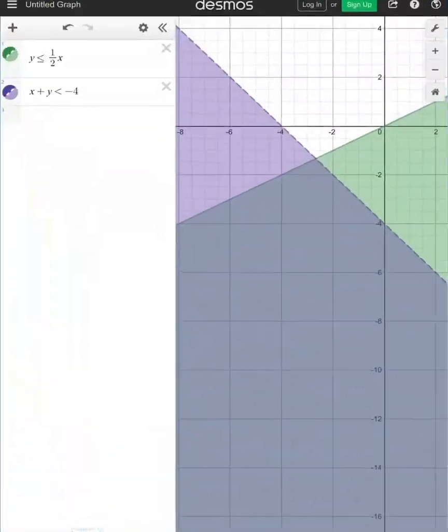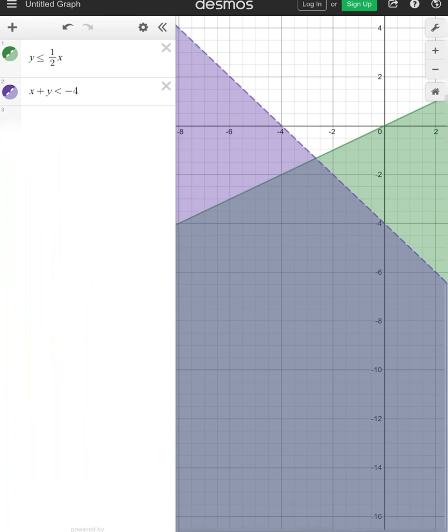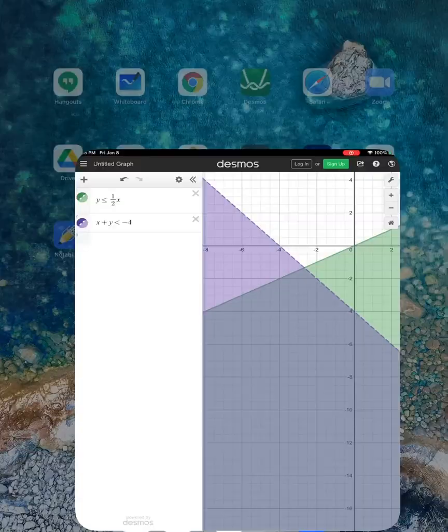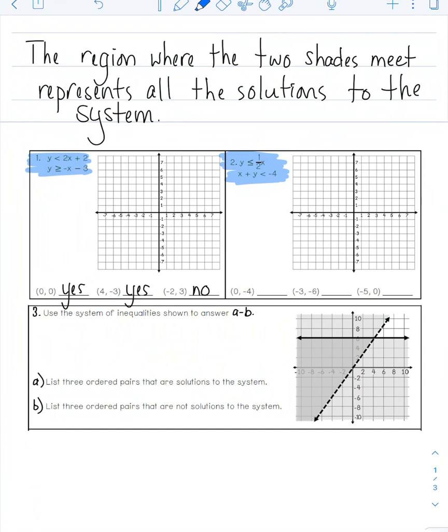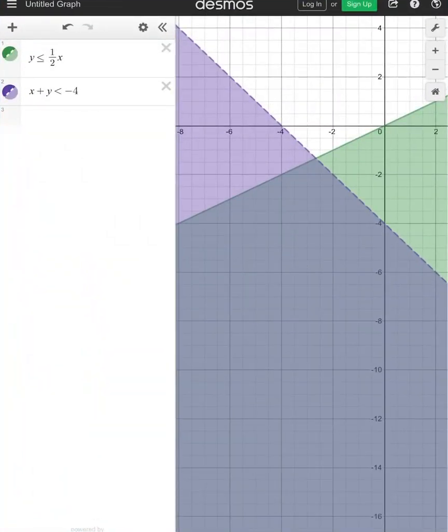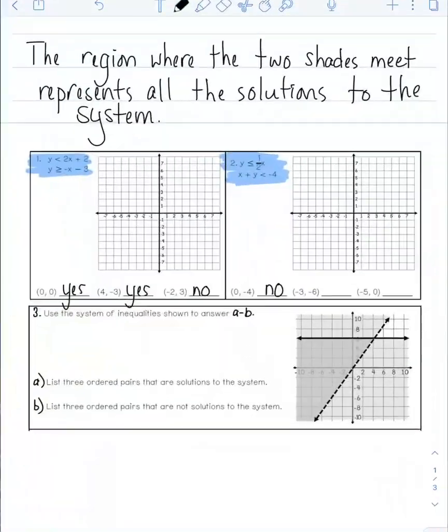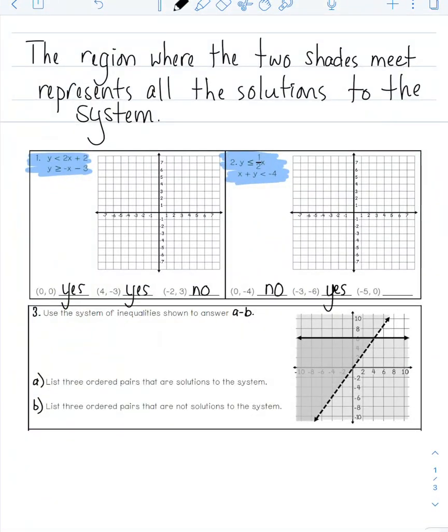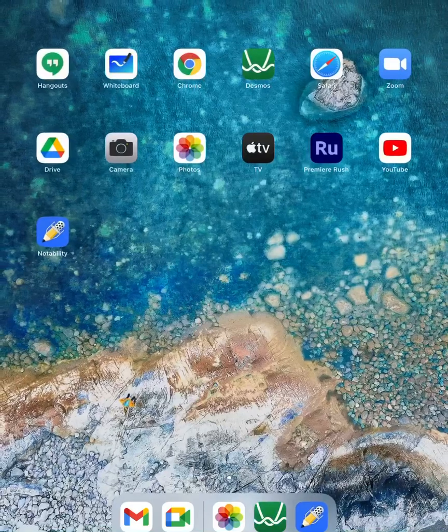0, negative 4. So 0, down 4. Now that's on the line, but it's a dotted line. So that is not a part of your solution. So 0, negative 4, is a no. That's not part of the solution. Now let's test negative 3, negative 6. Start at the origin, back 3, down 6. Yep, that's in the double shaded region. So negative 3, negative 6, yes, is a part of the solution.